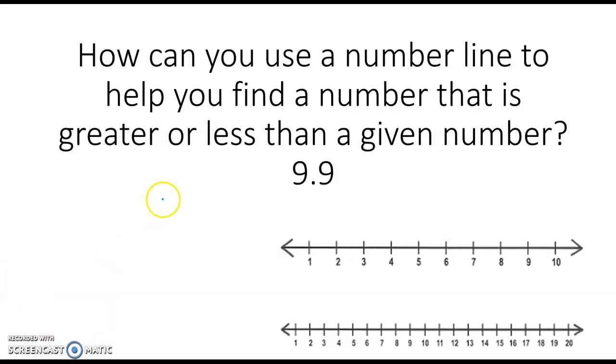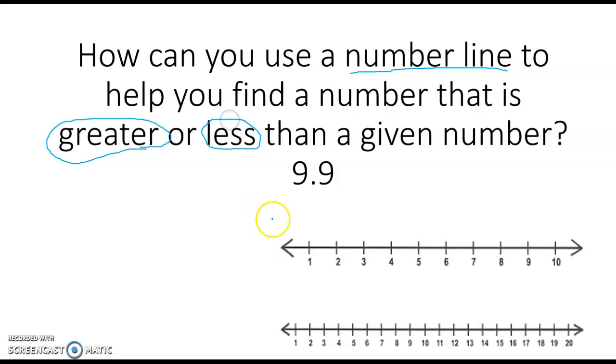Your lesson essential question is how can you use a number line to help you find a number that is greater or less than a given number? So we're going to be looking at some number lines. And we'll be talking about how to identify greater than and less than using a number line.